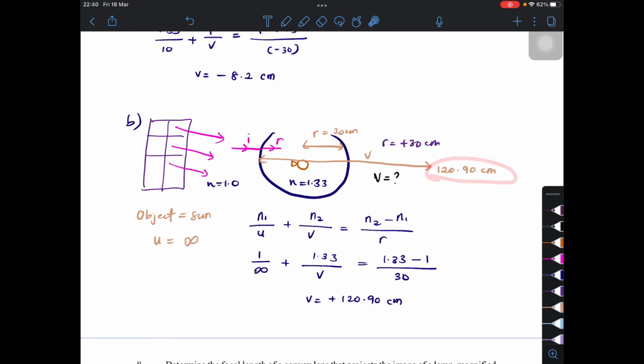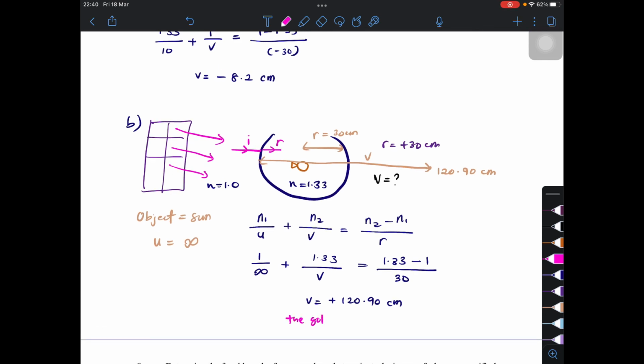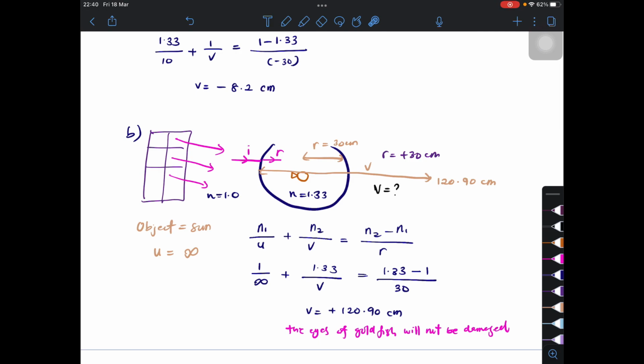So image of the sunlight is dekat belakang ball ni. So kalau dekat belakang ball, maksudnya goldfish ni dia tidak akan nampak lah image sunlight. So apabila dia tidak nampak image sunlight ni, bermaksud it will not cause harm to the eyes of the goldfish. Okay, so kamu bolehlah buat ayat kamu sendiri. You can say that the eyes of the goldfish will not be damaged. Okay, so that's all for question number 5.